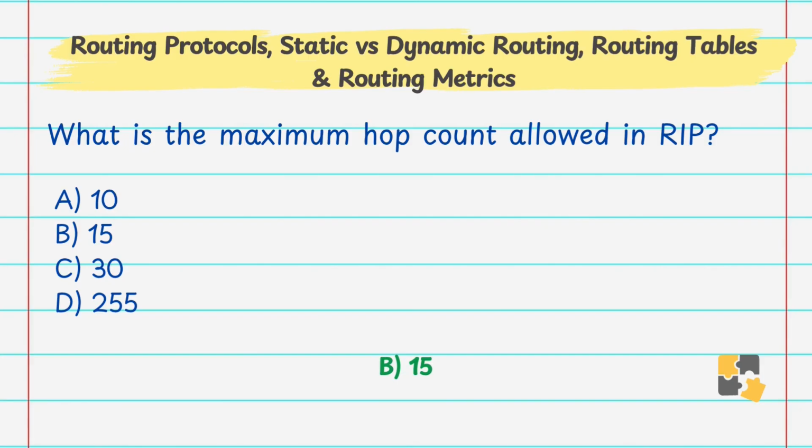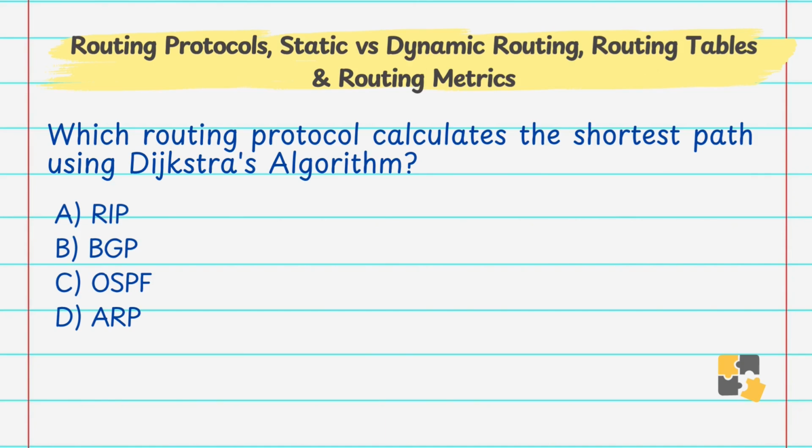Remember this. Which routing protocol calculates the shortest path using Dijkstra's algorithm? A. RIP, B. BGP, C. OSPF, D. ARP. Answer is C. OSPF. OSPF uses the shortest path first, that is the SPF algorithm developed by Dijkstra.